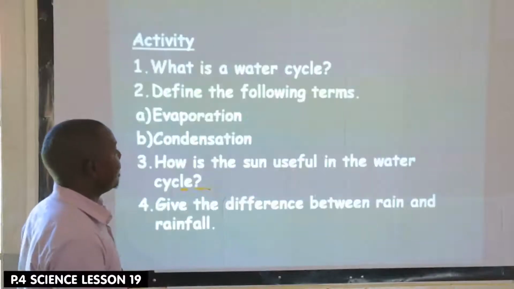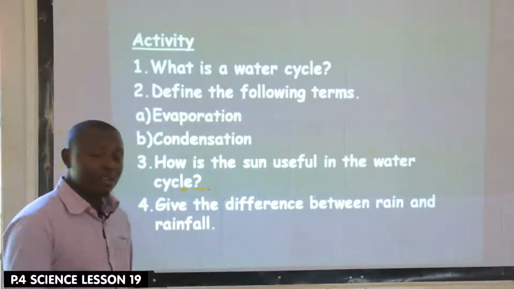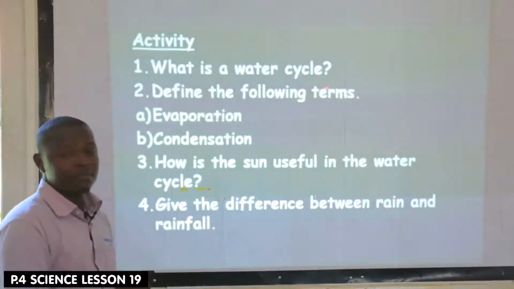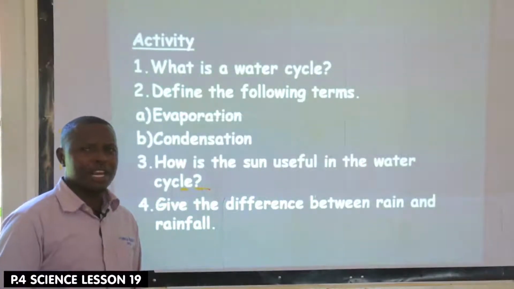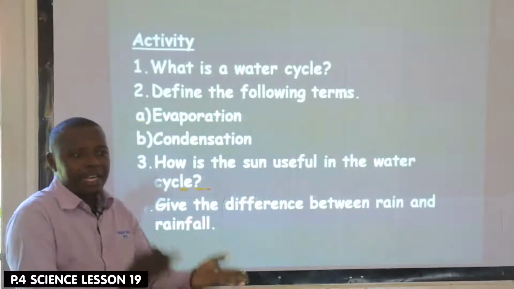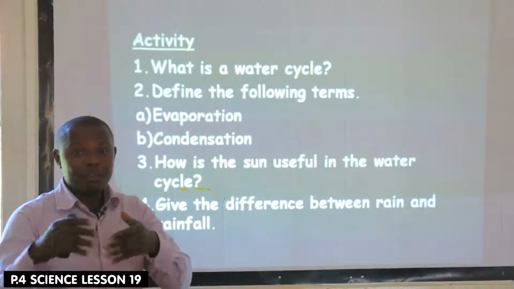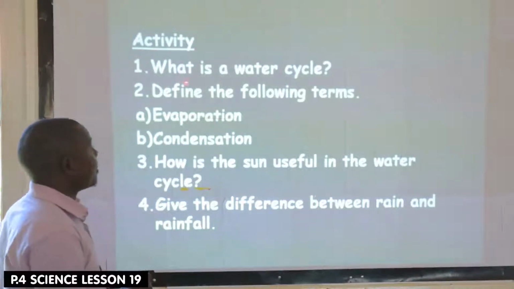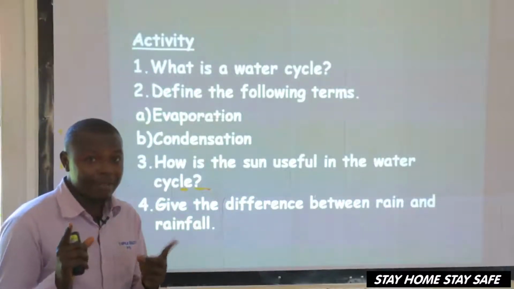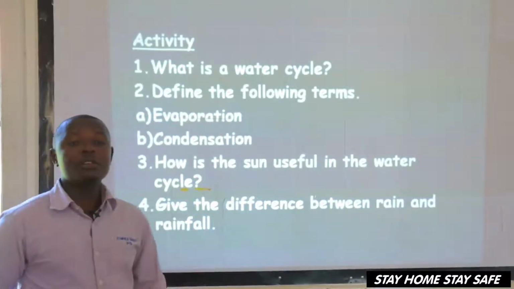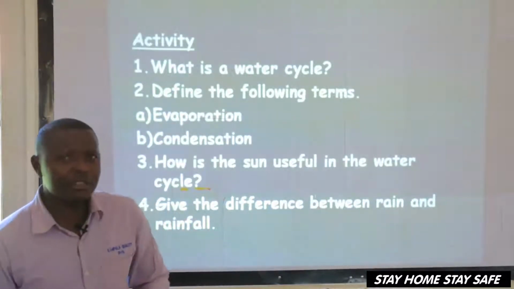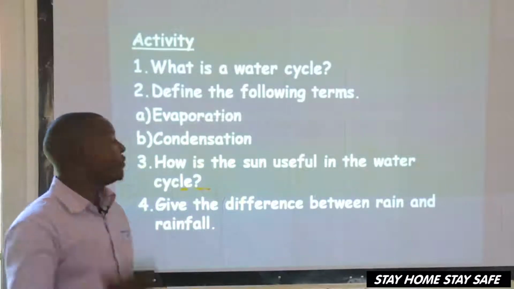Before we look at today's lesson, I want us to go through this work. Some people wrote the correct answers, others wrote answers with wrong spellings. Therefore, let's go through this work. The question was, what is a water cycle? Mine is, a water cycle is a process by which rain is formed. Not rainfall is formed, but rain is formed.